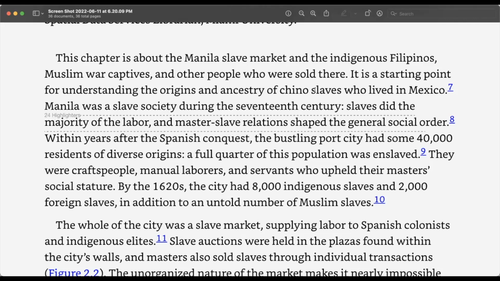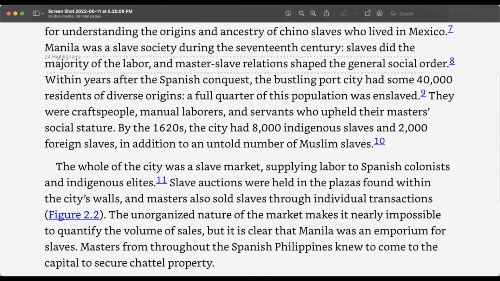Within years after the Spanish conquest, the bustling port city had some 40,000 residents of diverse origins. A full quarter of this population was enslaved. They were craftspeople, manual laborers, and servants who upheld their masters' social stature. By the 1620s, the city had 8,000 indigenous slaves and 2,000 foreign slaves, in addition to an untold number of Muslim slaves.